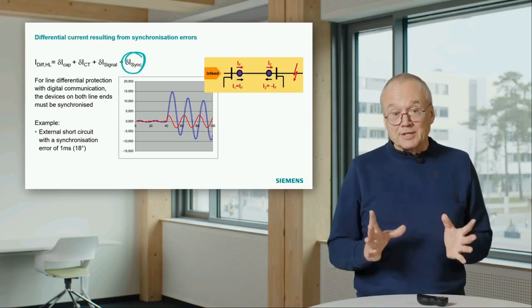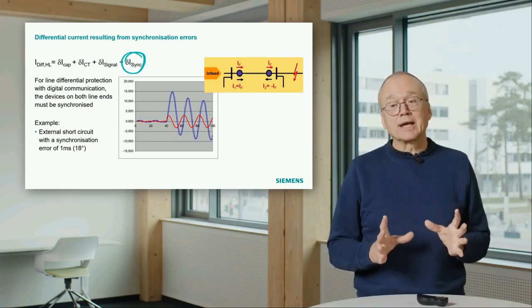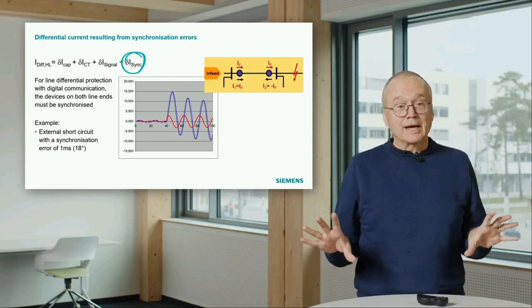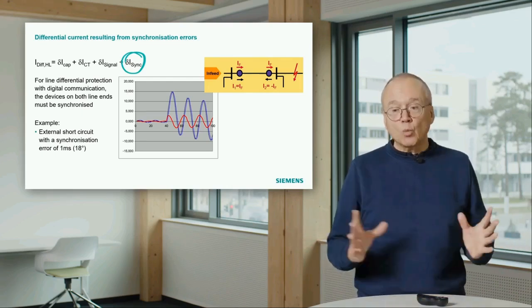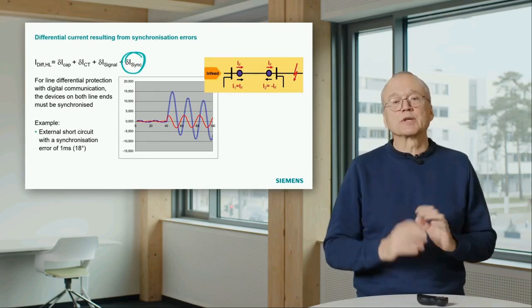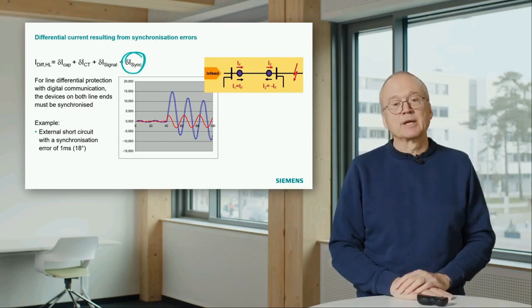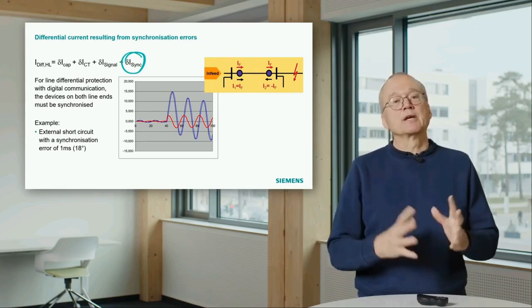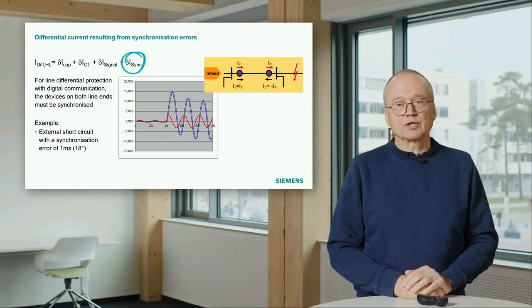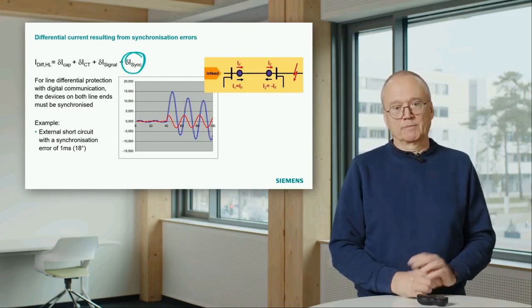That means in this case you have to tell the relay what the features of your communication system are, what is the maximum synchronization error we can expect, and from that the relay can then permanently estimate the possible differential current resulting from that.